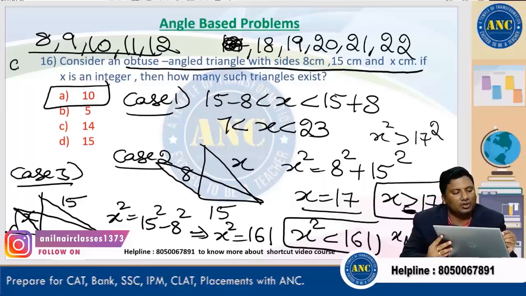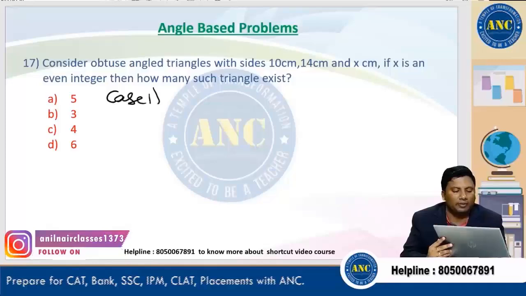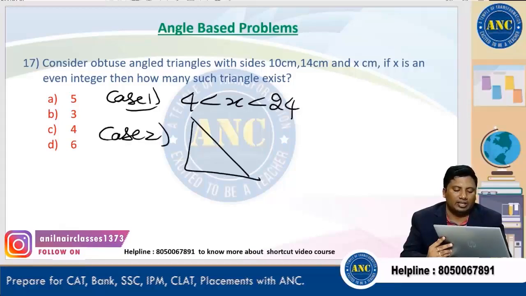This is an original CAT question. Acute, obtuse and right angled triangle. These questions are extremely important. This is a take home for you. Case 1 will be 4 less than x less than 24. Case 2 will be x is the largest side, 10 and 14.